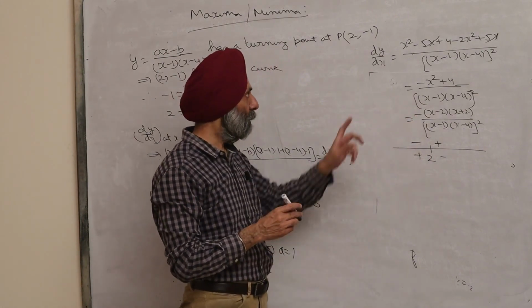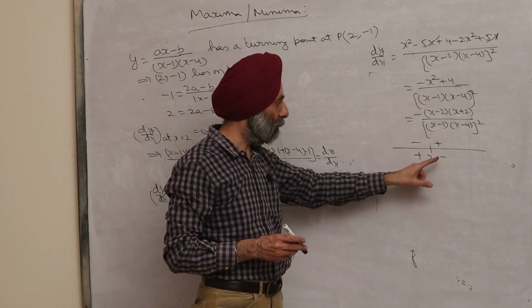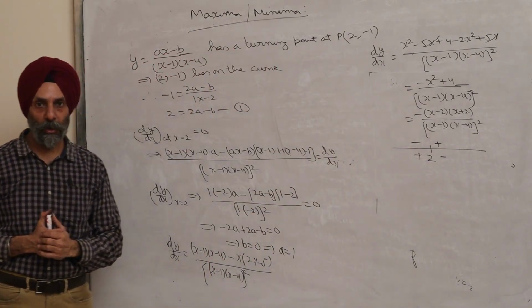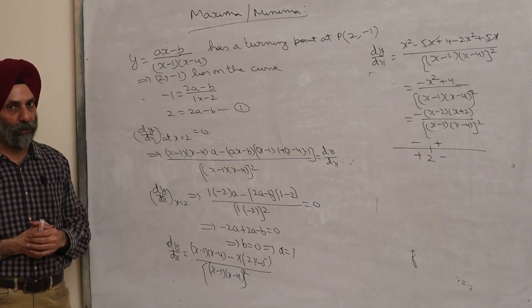You can see that the derivative changes its sign from positive to negative through x is equal to 2. This shows that the function has got a local maximum at P, which is (2, minus 1) here.